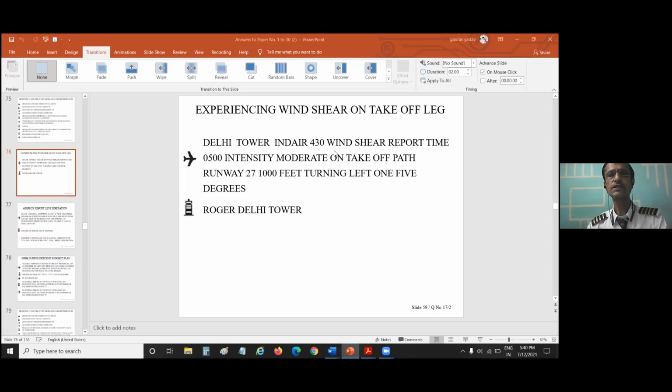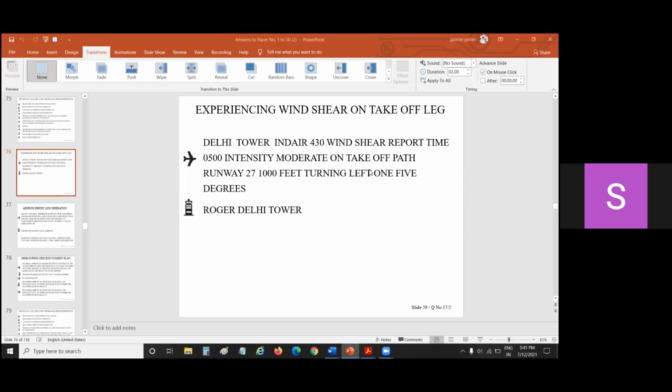Where was this wind shear? The location is on takeoff path. But takeoff path of which runway? So you say an imaginary runway, 27, you can say 0915, whatever. One runway you have to speak out. On takeoff path, runway 27, 1000 feet. This is the complete description which was not given in the question paper. You reported the time when you experienced it, the intensity, where it was, on takeoff path, which runway, runway 27, and at what altitude you experienced it, at 1000 feet. Turning left 15 degrees.